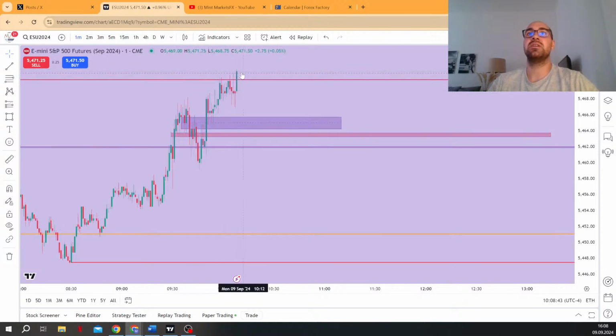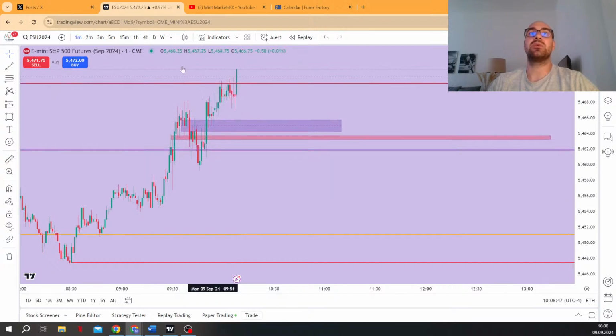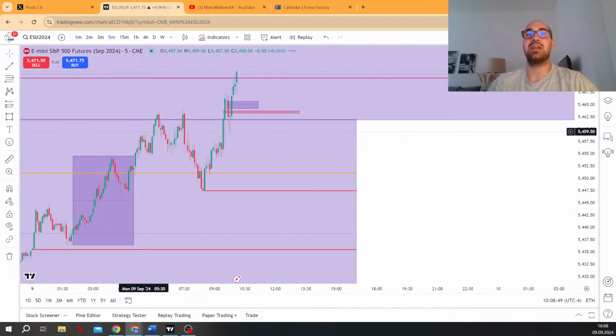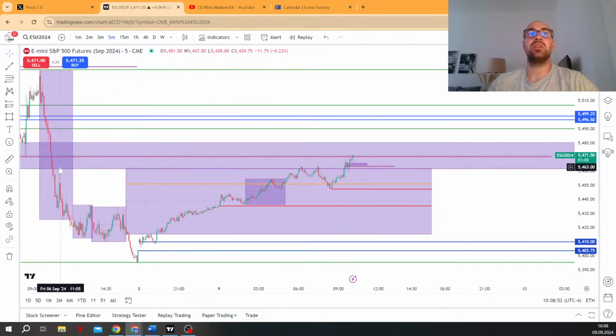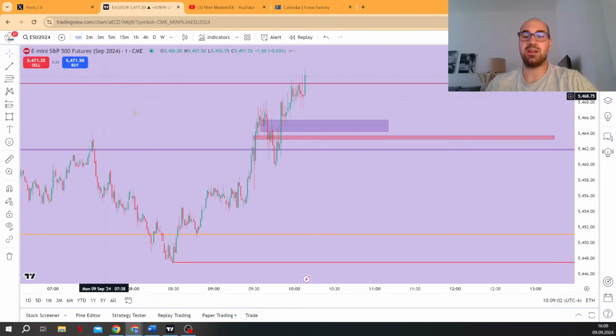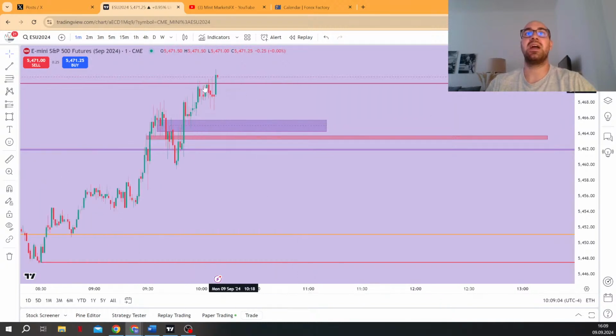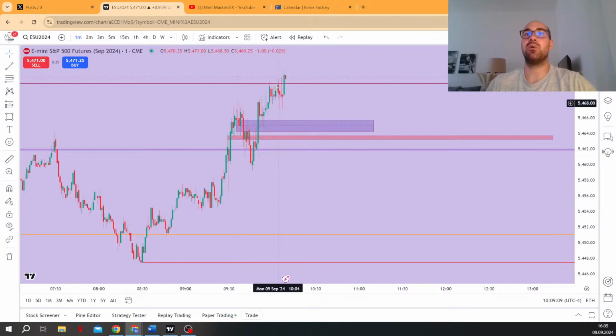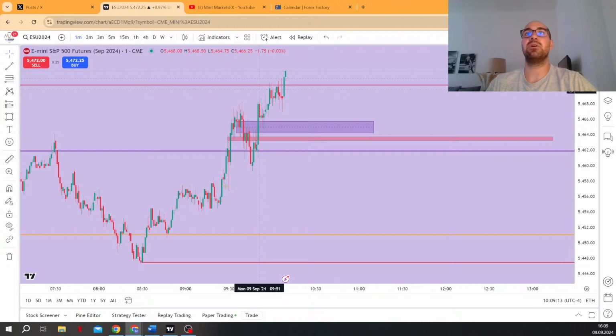Now we took out the 5-minute liquidity here. So now we took out this high here from Friday 11 o'clock. And what I want to see now is a market structure shift, some kind of confirmation, some displacement lower, some confirmation that we're going lower. And then I would view this as a market maker sell model.